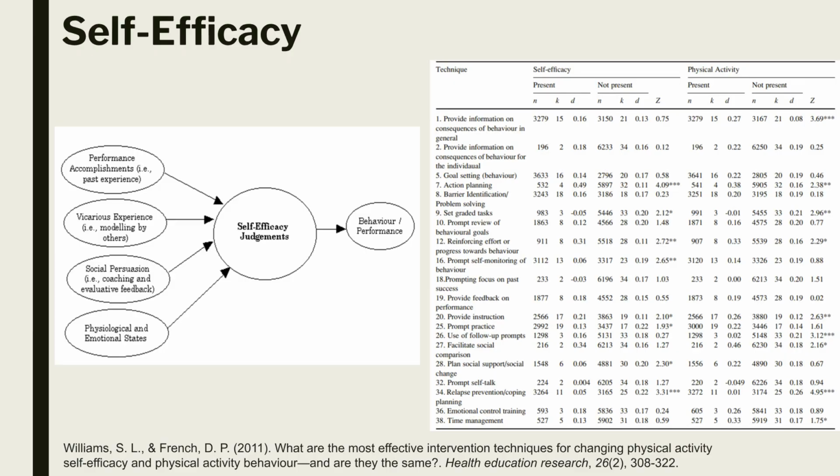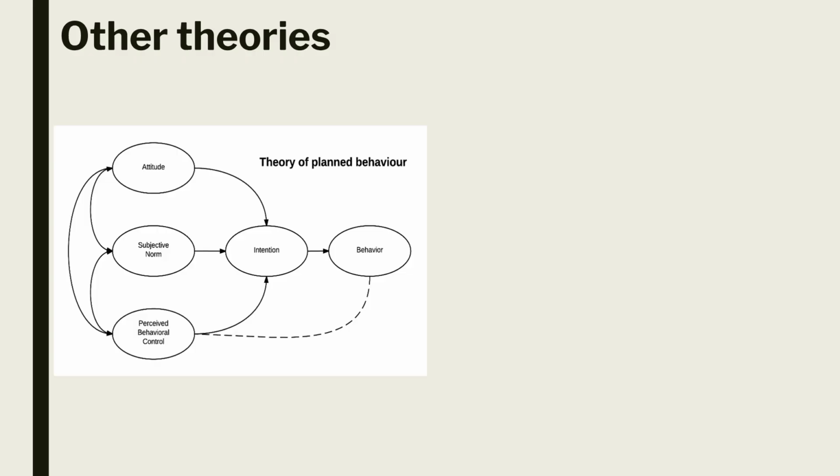It refers to an individual's belief in their ability to perform a specific behavior or take action in a given situation. The figure on the right comes from a review study that summarizes effective strategies for promoting physical activity. These strategies include providing general information about the consequences of behavior, setting goals, offering personalized information about the consequences of behavior for the individual. Other influential theories include the theory of planned behavior and self-determination theory.